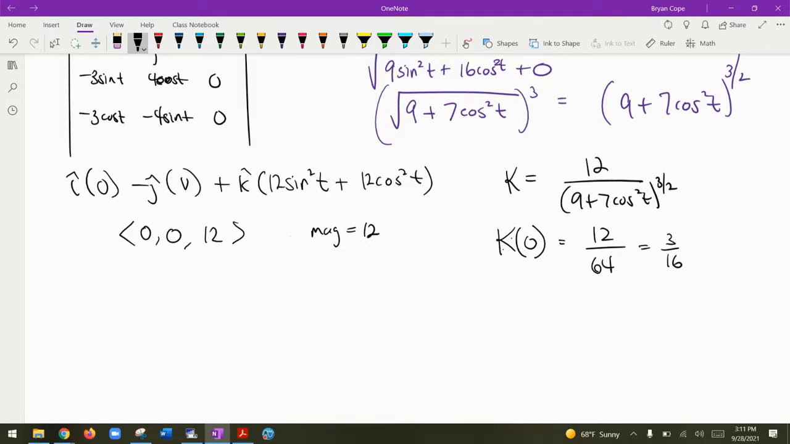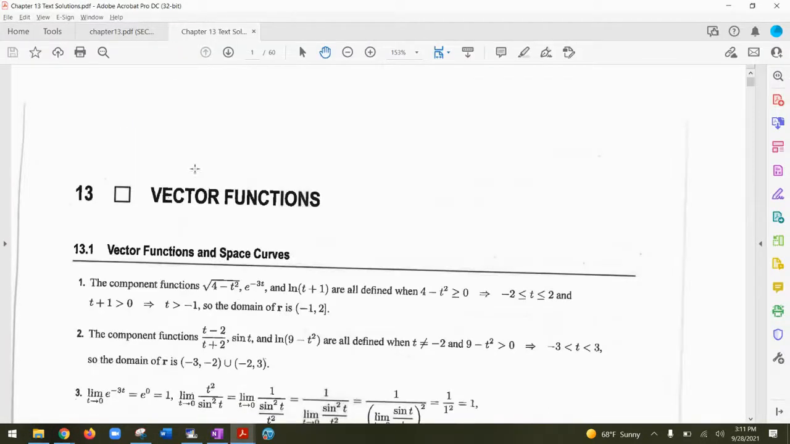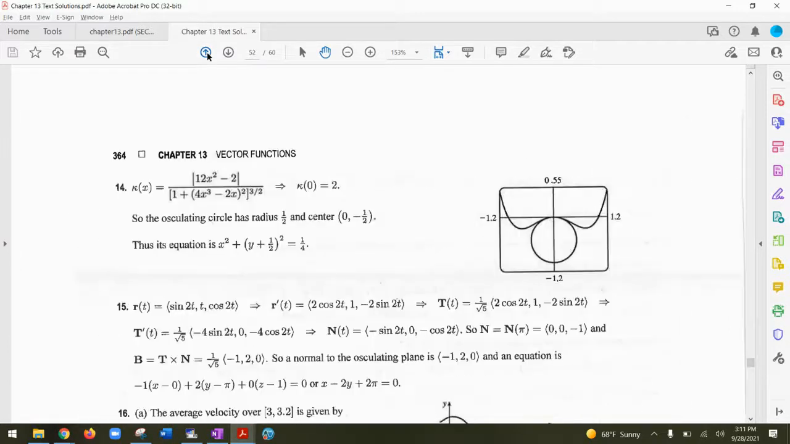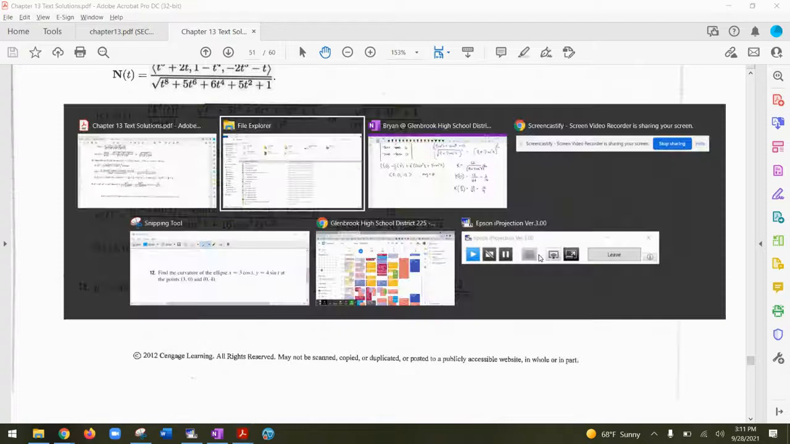Well, I'm curious to check the solutions and see if we got that right. The other one is going to be k of pi over 2. That's 12 over 9 to the 3/2, which is 12 over 27. Okay, moment of truth. Let's check it. 3/16 and 4/9. Cool. Well done.